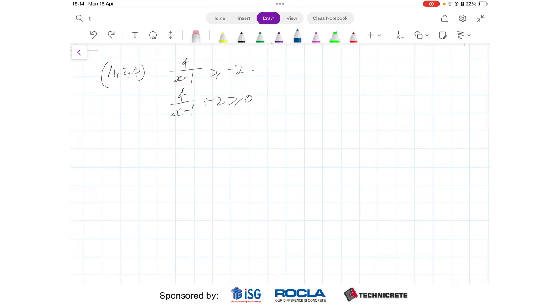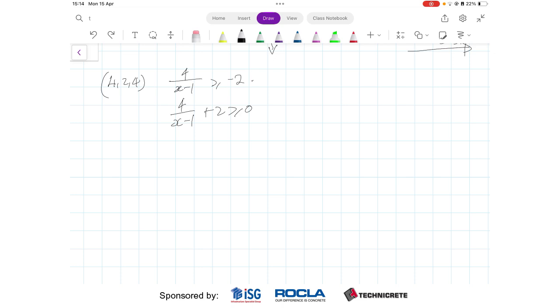So we will come back down and write that, and when we write that down, we'll just say x must be smaller than or equal to minus 1, or x must be greater than 1. That is our inequality solved.